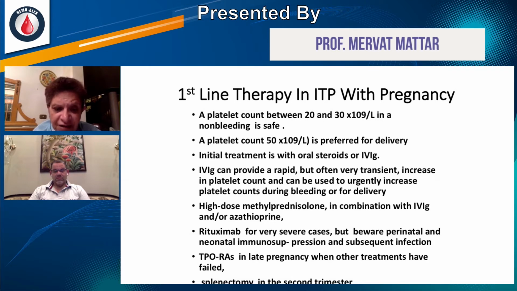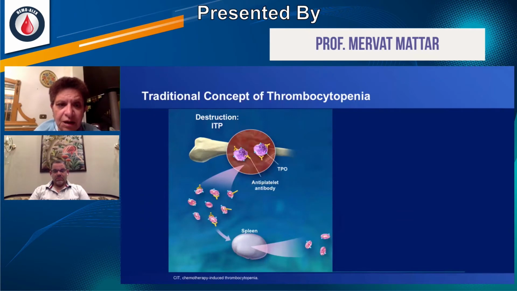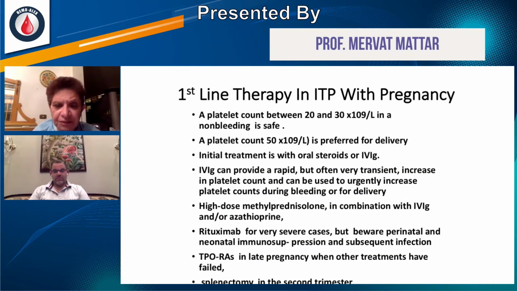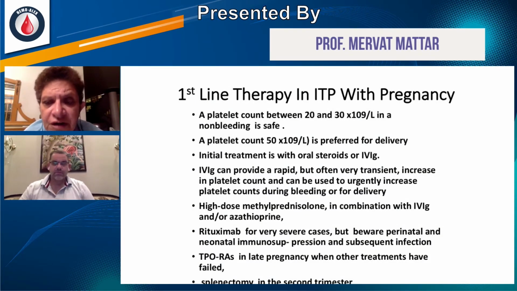TPO receptor agonists can be used in late pregnancy with other treatments where other treatments have failed. And of course, lately, if nothing else helps, you can go for splenectomy also, but only in the second trimester. I think I'm going to stop here, and I'm open for questions.